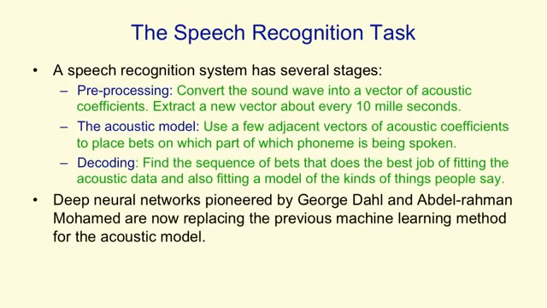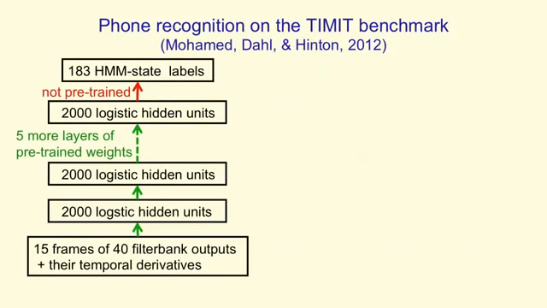Currently, deep neural networks pioneered by George Dahl and Abdul Rahman Mohammed at the University of Toronto are doing better than previous machine learning methods for the acoustic model, and they're now beginning to be used in practical systems. So Dahl and Mohammed developed a system that uses many layers of binary neurons to take some acoustic frames and make bets about the labels. They were doing it on a fairly small database, and they only used 183 alternative labels. And to get their system to work well, they did some pre-training, which will be described in the second half of the course.